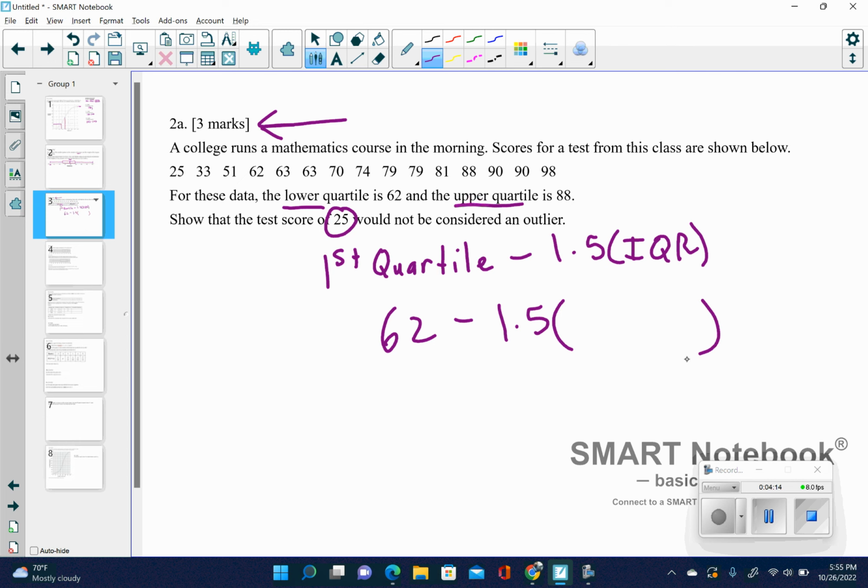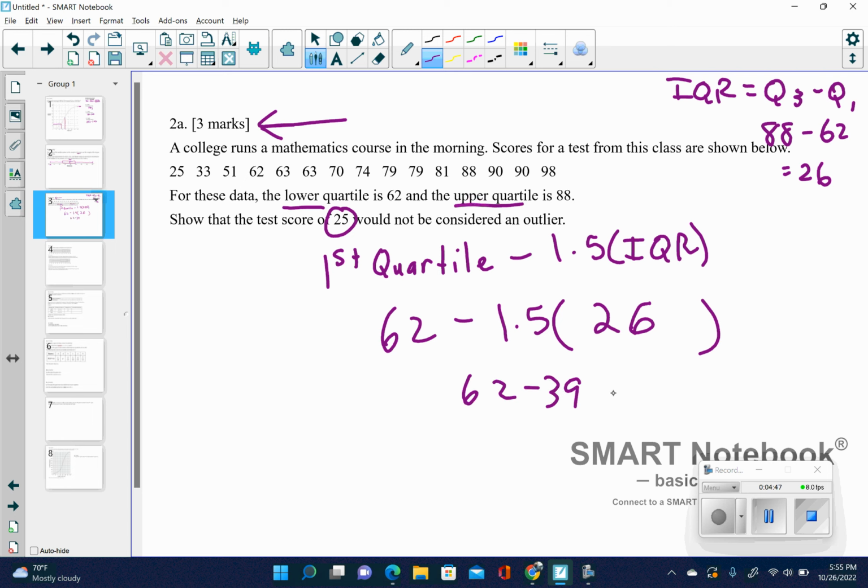To find our IQR, interquartile range, that is going to be our Q3 minus Q1, which is our upper quartile minus our lower. So 88 minus 62 is going to give us 26. Okay, so 1.5 times 26. When you plug this whole thing into the calculator, you are going to get 23. If you want to do this by hand, 1.5 times 26 is equal to 39.